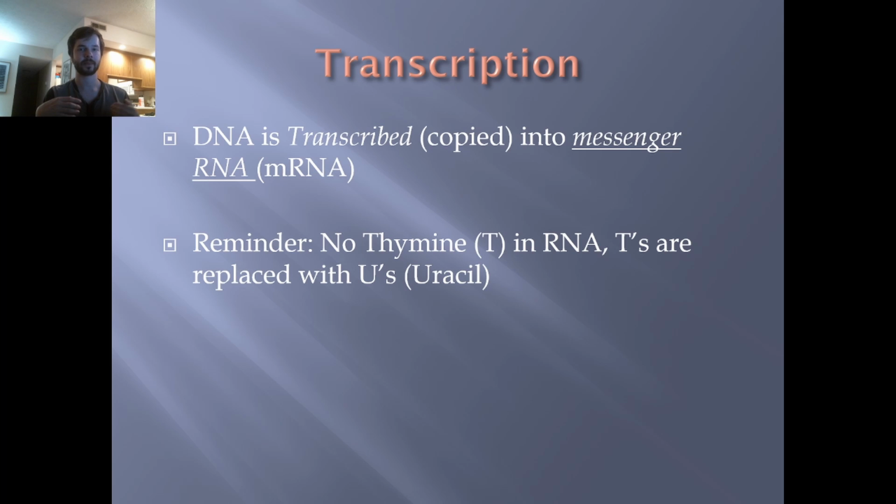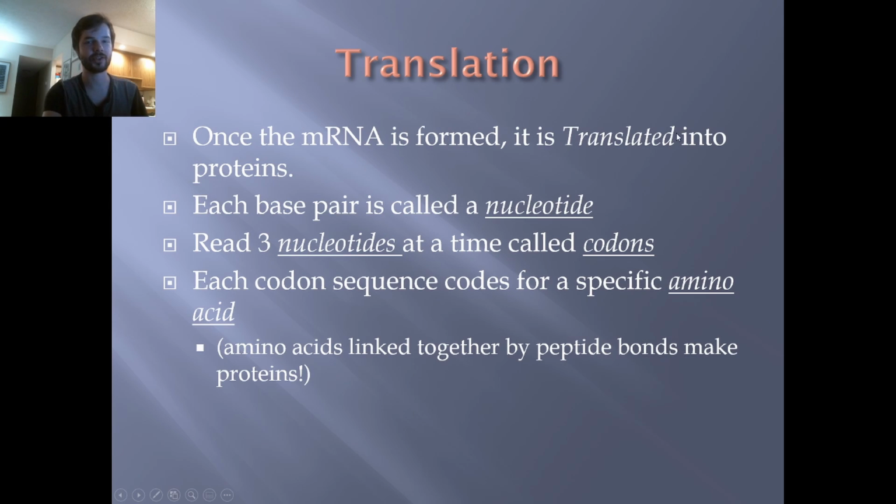But anyway, to recap, T's are going to become U's. So anytime you're going to see what would be a T pop up in the mRNA code, you're going to replace it with a U. So anyway, translation. We're going to turn the mRNA strand that we just coded for into a protein based on the information that we have there.